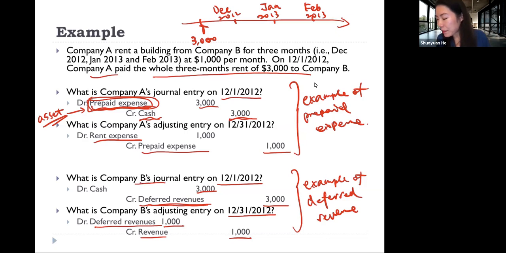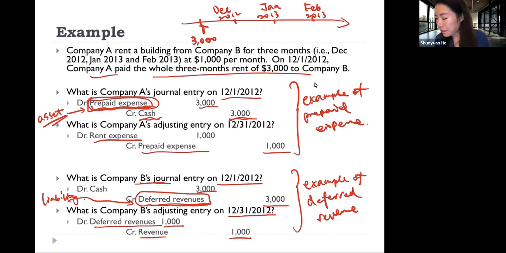And then for company B, deferred revenue, what kind of account is it? Is it an asset? Is it a liability? Is it shareholders' equity? Is it revenue or is it expense? What kind of account is this one? So for this one, this is actually a liability for the firm.